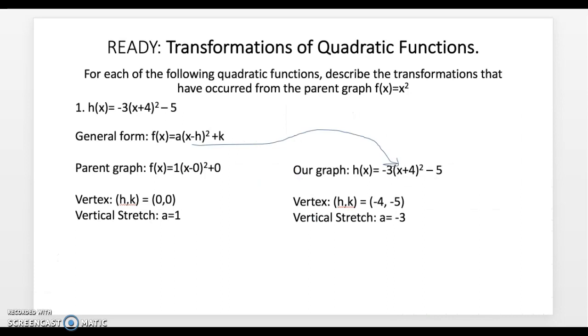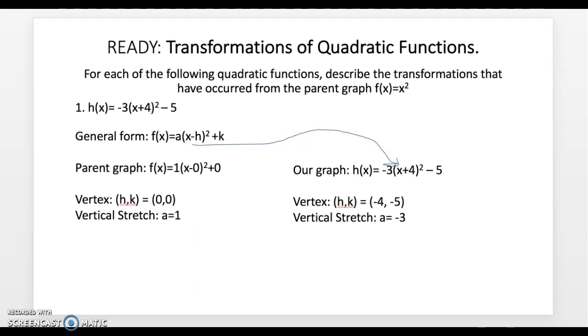But if you are not interested in using the graph or want to know exactly how to get it straight from the equation, we can look at the general form of the equation, a times x minus h squared plus k. And the parent graph has all these invisible numbers in there. X squared gives us an a of 1, an h of 0, and a k of 0. So our vertex is going to be found by looking at the h, k, that's 0, 0. And the vertical stretch is going to be found by looking at the a, which is 1. So that's our parent graph.